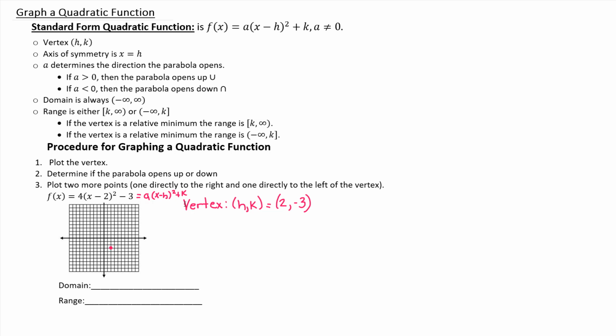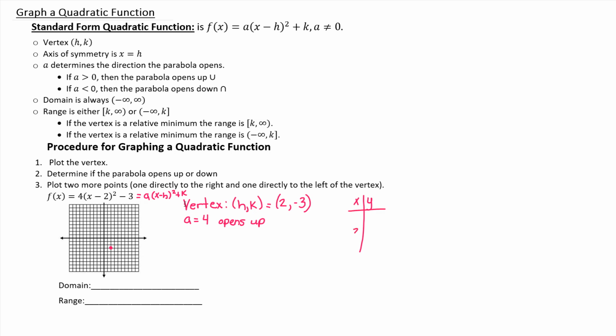That's our vertex. But then our a value, we can see, is a positive 4, and the significance of the positive is that our graph opens up. So if our graph opens up, we know our vertex is a minimum. Now all we need to work on is getting some additional points, one to the left and one to the right, and we'll have completed our graphing.